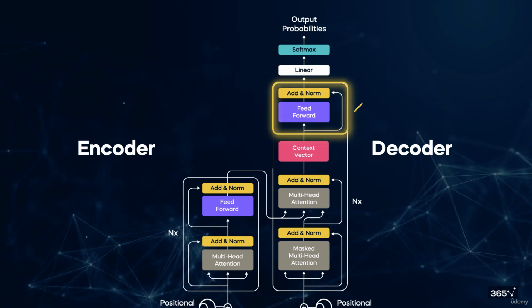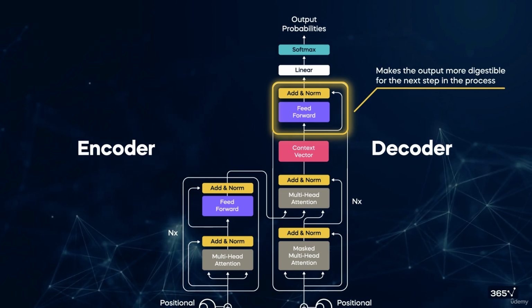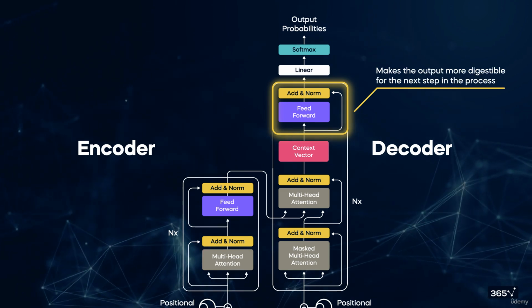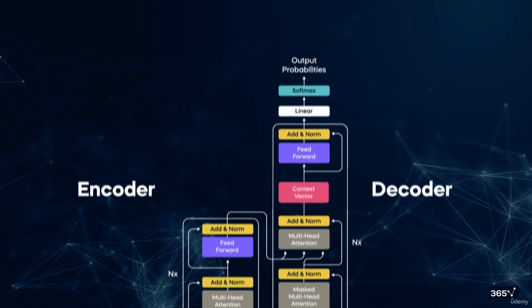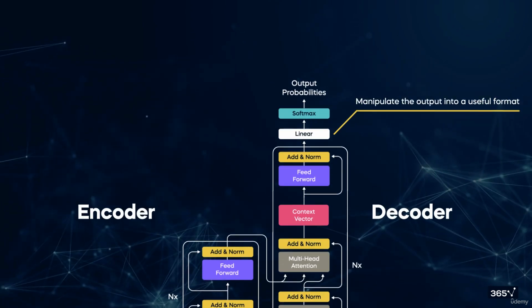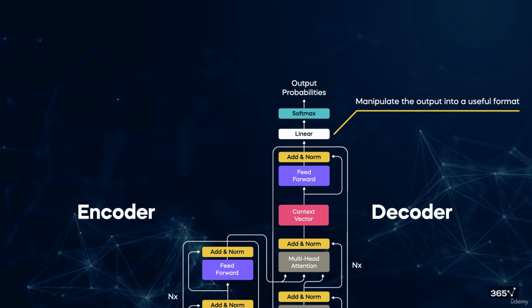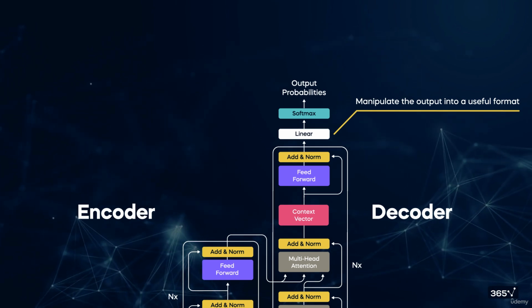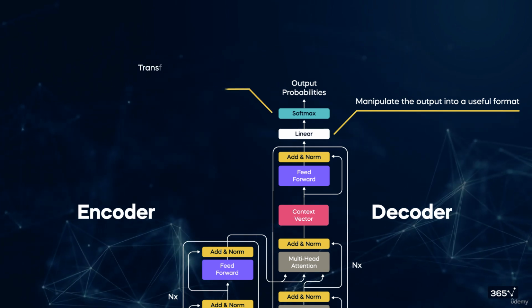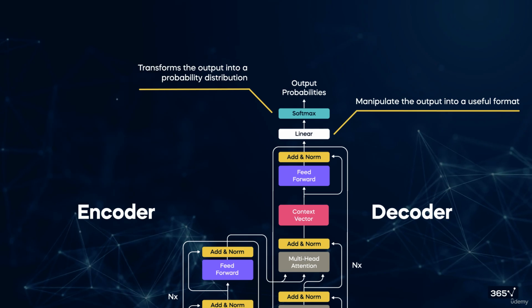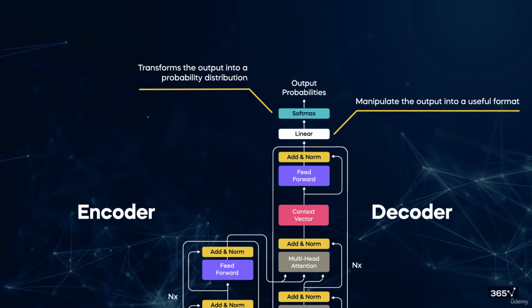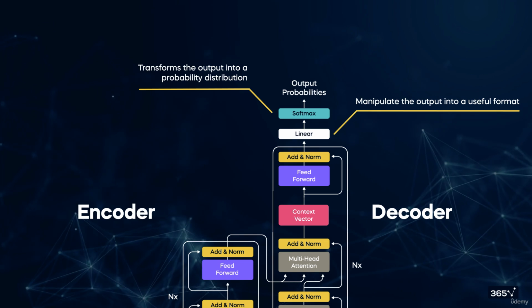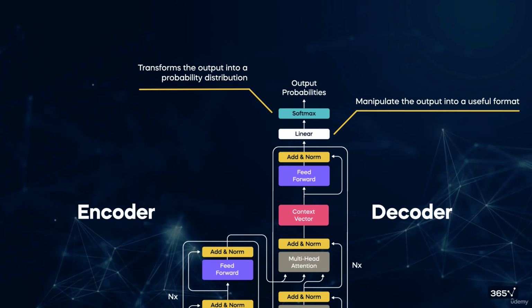The feed-forward layer again just makes the output more digestible for the next step in the process. The linear layer is another feed-forward neural network used again to manipulate the output into a useful format. And the softmax layer transforms the output into a probability distribution. This probability distribution is then used to predict the next word in the output sequence.